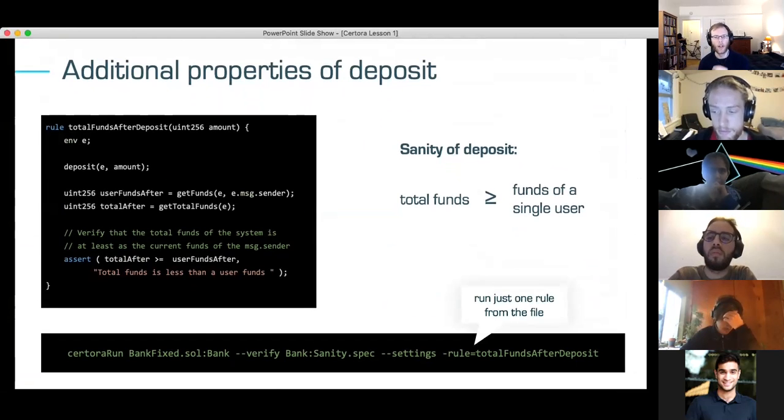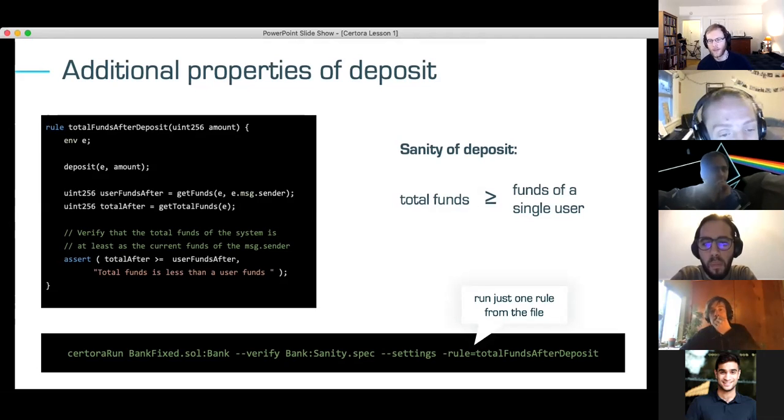So another property we could try to prove of deposit, which is a little bit complementary to the previous property, is that the total funds of all of the accounts in the contract is always greater than or equal to the funds of any particular user. Okay, this is a very strange property. I think no one who wasn't a verification person would ever come up with this property.